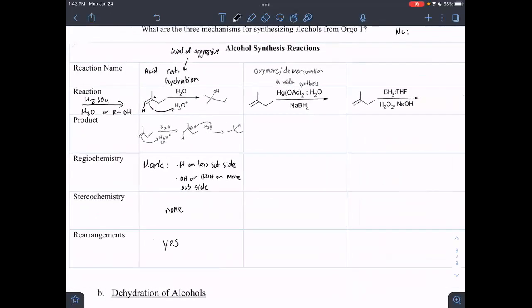Do we have any regioselectivity? Yeah, it's also Markovnikov. What about stereochemistry? There is none. And any carbocation rearrangements? So the thing with this reaction, you do have a partial carbocation, but it's not a full one, so it doesn't allow for rearrangements.